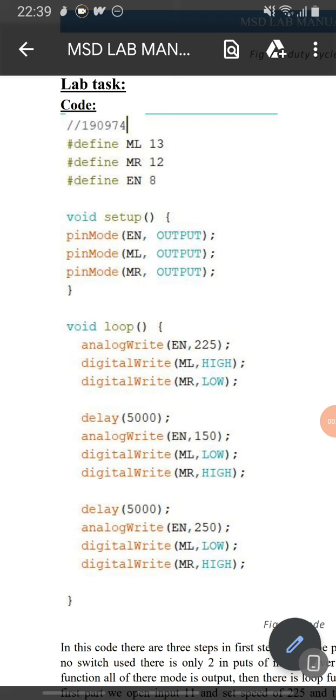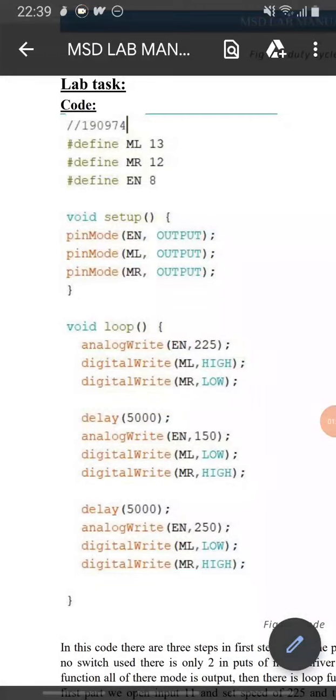We would be using a motor driver, so that's why we are using the enable function over here. I would be explaining ahead also how we are doing it and how we would be working on it. So let's get started with it.